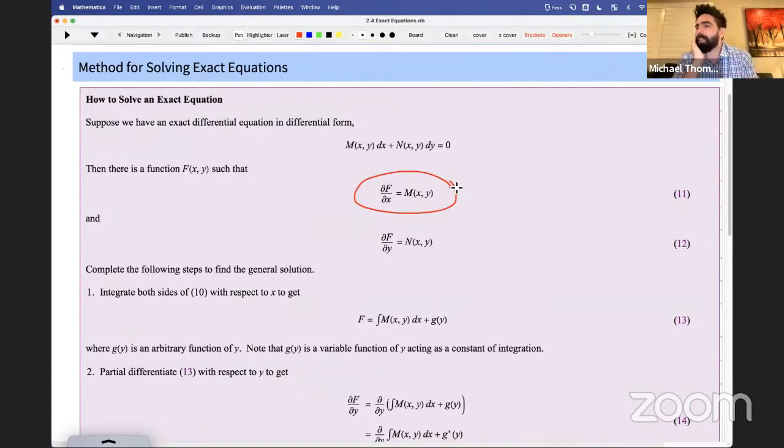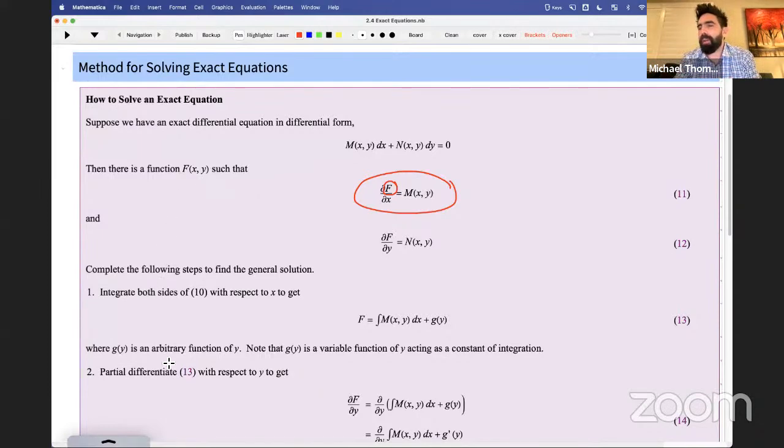Okay, so let's think about this. If I've got this known equation and my goal is to find capital F, because once I'm done, I just take F equal to C and I'm done, right? What do you think I'm going to do to this equation in order to get closer to capital F? What should I do to it? You should integrate, right? And more specifically, we should probably integrate with respect to X.